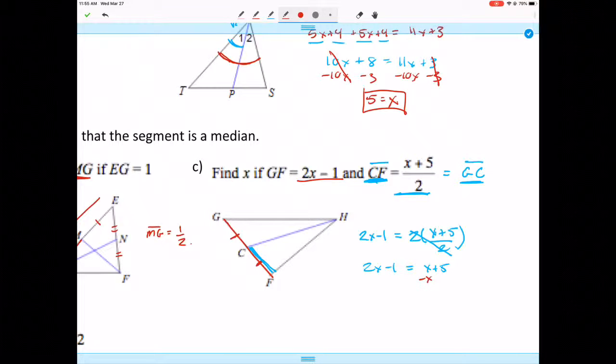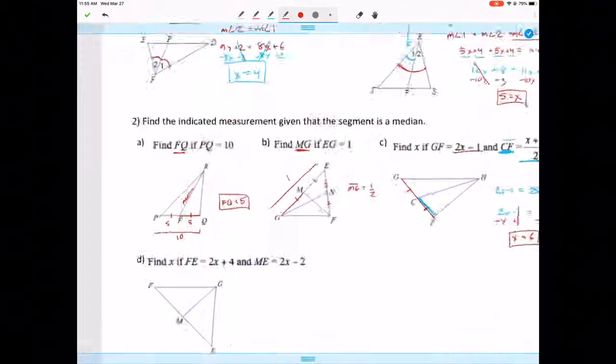Combine like terms. Cancel, cancel. We'll get x equals 6. And that's what we're asking for. Find x. All right. Last one.